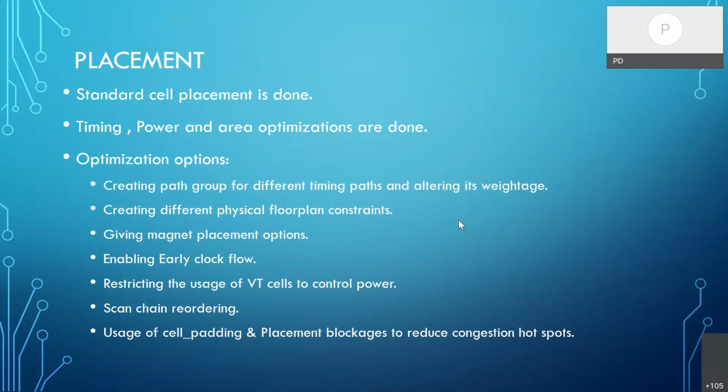Then the placement. So now all the standard cell placements are done here. So what do we do in placement? We are optimizing our design with respect to timing, power, and area. So there are options to optimally place the standard cells. Optimally in the sense, so that the block will meet timing.